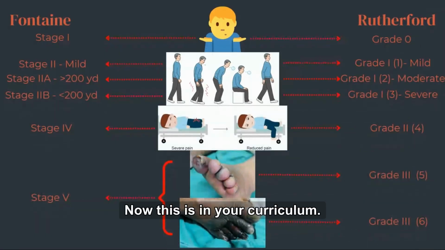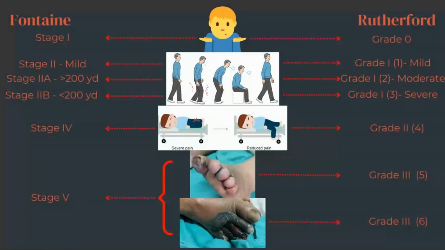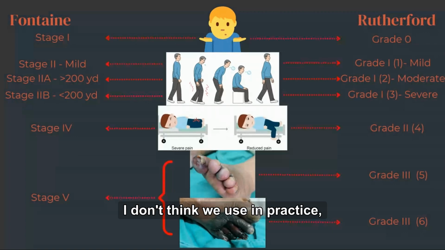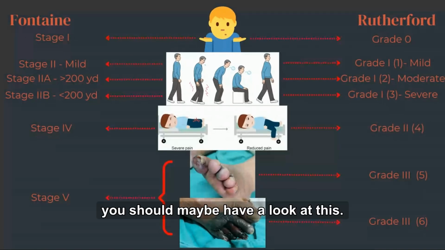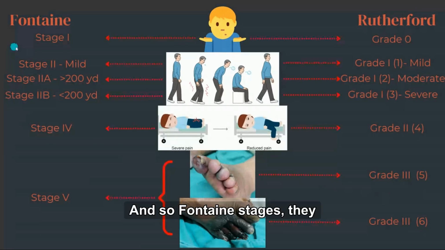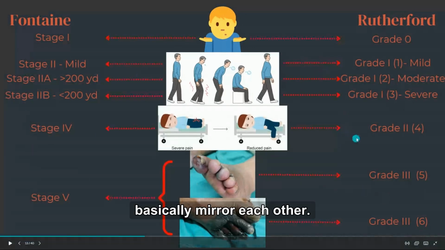Now, this is in your curriculum. There are 2 classification systems for peripheral arterial disease that we tend to use: Fontaine and Rutherford. I don't think we use them in practice; we're not very hard and fast with these sorts of things. We try to go on a broader clinical basis when deciding which patients to treat. But for just starting out, you should maybe have a look at this. The Fontaine stages basically mirror the Rutherford ones.